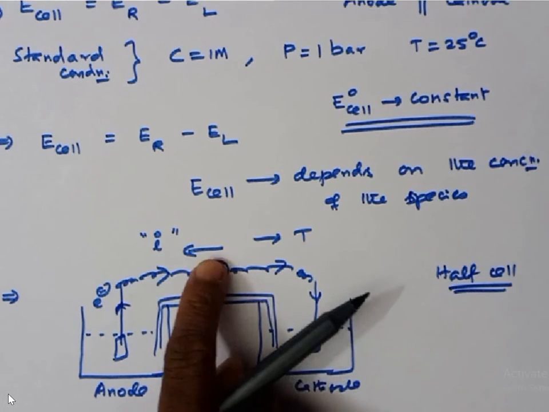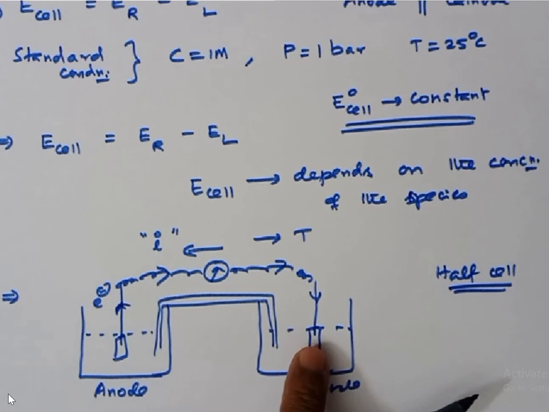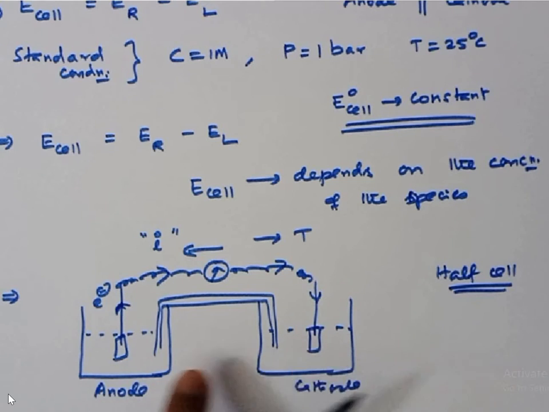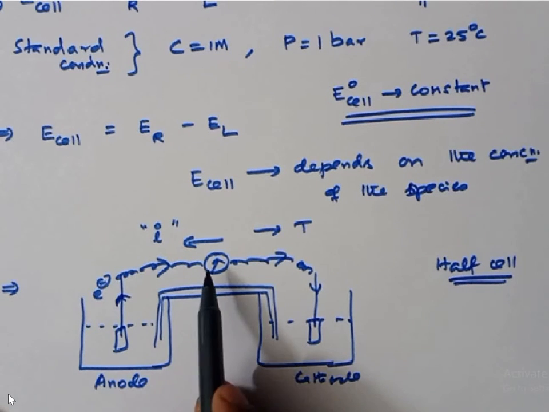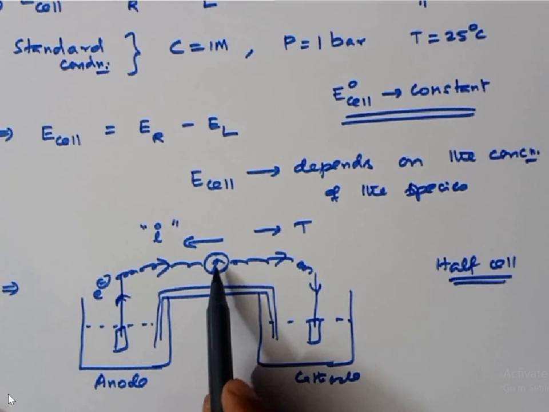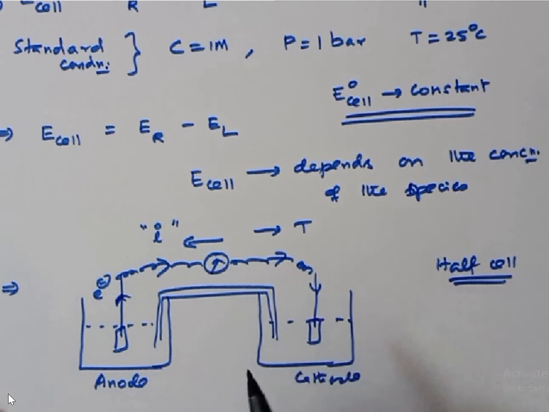Okay, so why does current flow? It is because of the potential difference between cathode and anode. Right? Now, observe carefully, students. I am not using that current. I just connected the voltmeter, that's all.